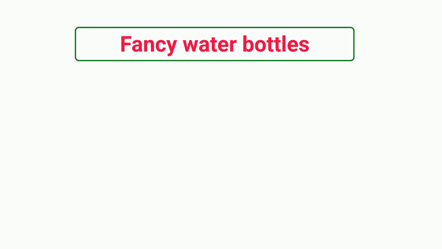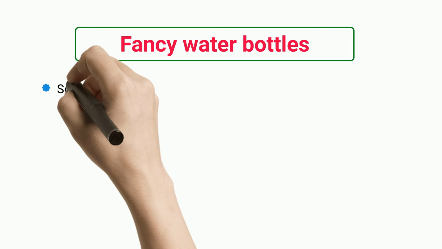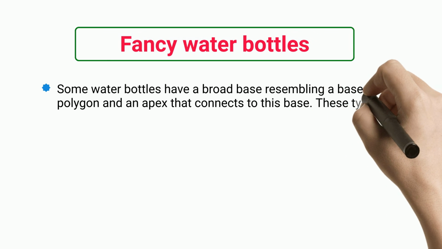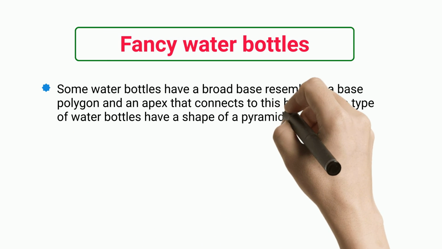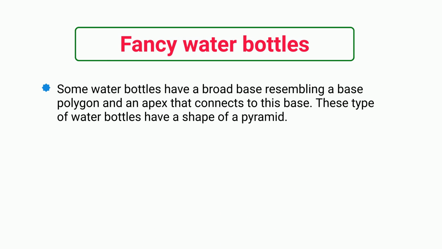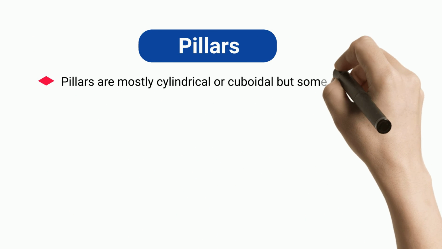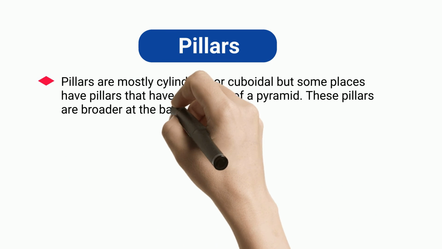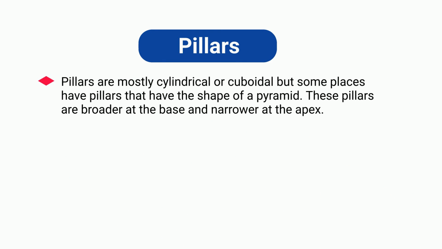Fancy water bottles. Some water bottles have a broad base resembling a base polygon and an apex that connects to this base. These types of water bottles have the shape of a pyramid. Pillars. Pillars are mostly cylindrical or cuboidal, but some places have pillars that have the shape of a pyramid. These pillars are broader at the base and narrower at the apex.